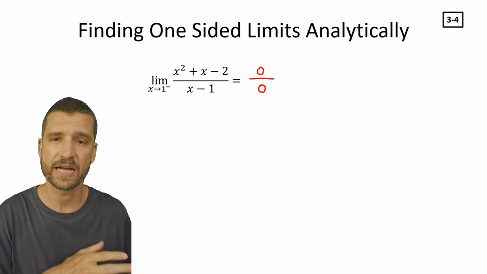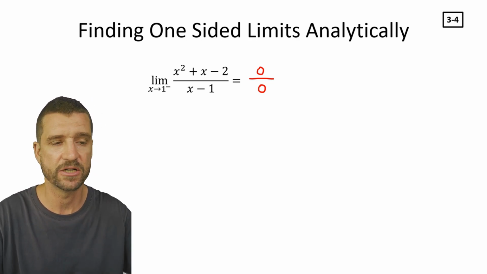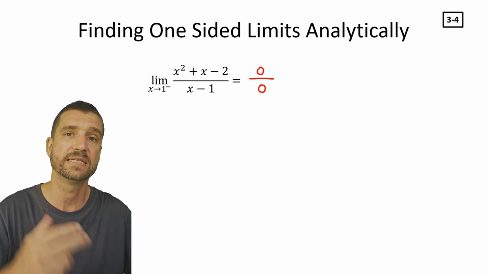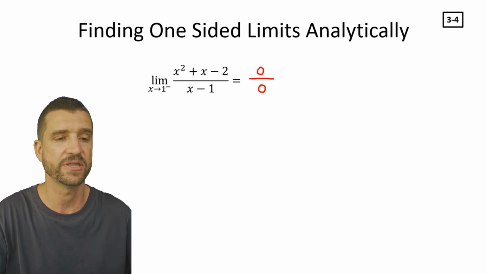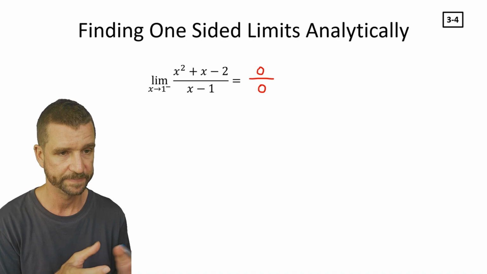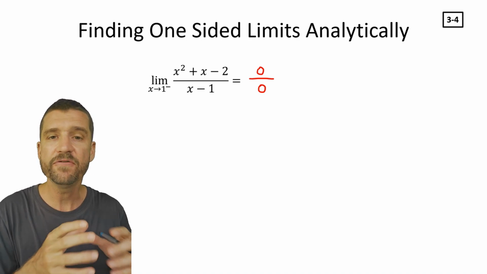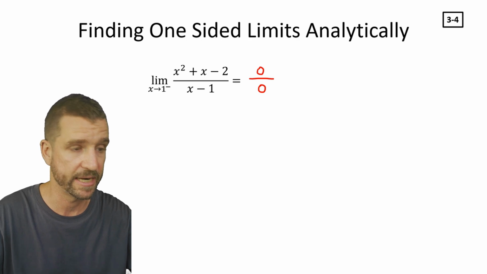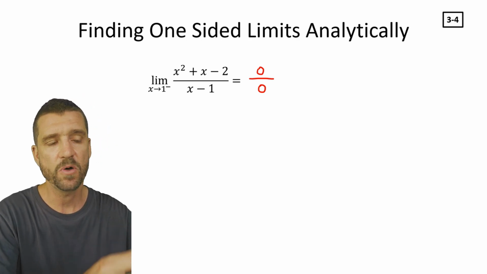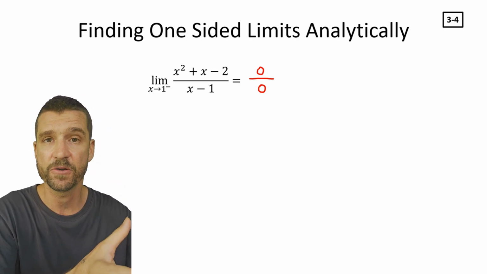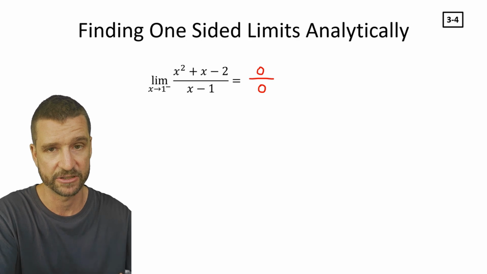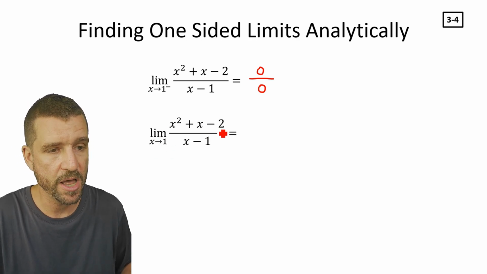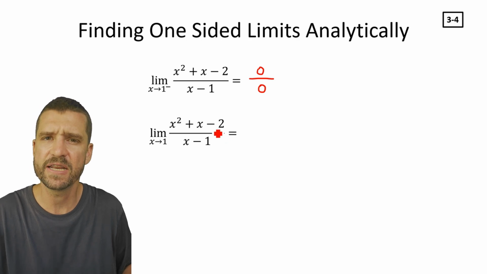I'll talk in the next video about the different options when you get 0 over 0, but the first thing we know is that the function does not exist because there's a 0 in the denominator. So that means we need to do a bit more work. If you remember from the previous video on finding one-sided limits analytically, this one we can figure out because the top can be factored. So try to figure out the limit as x approaches 1 of all of this. Pause the video and see if you can do that.